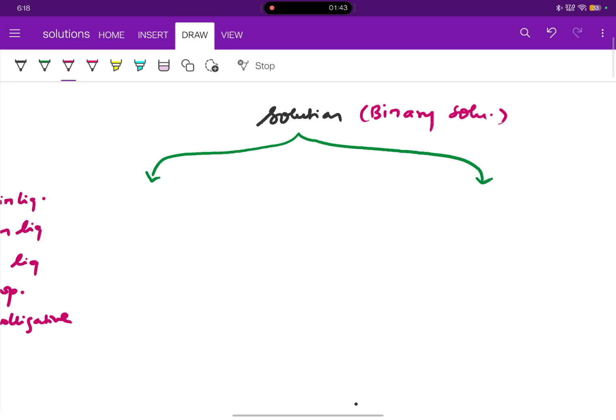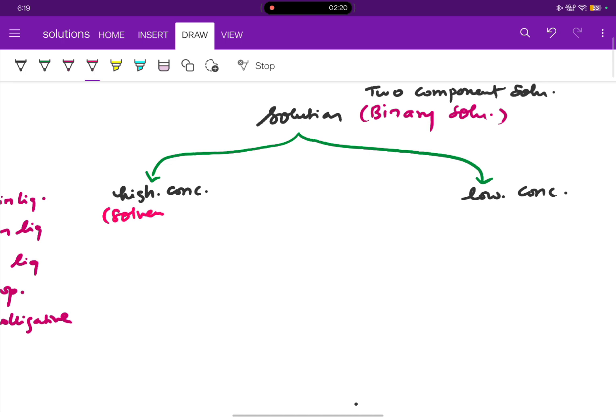What do you mean by binary solution? A two-component solution. So what are the two components? One component will be in high concentration, another component will be in lower concentration. The one with the higher concentration is called solvent. The one with the lower concentration is called solute.